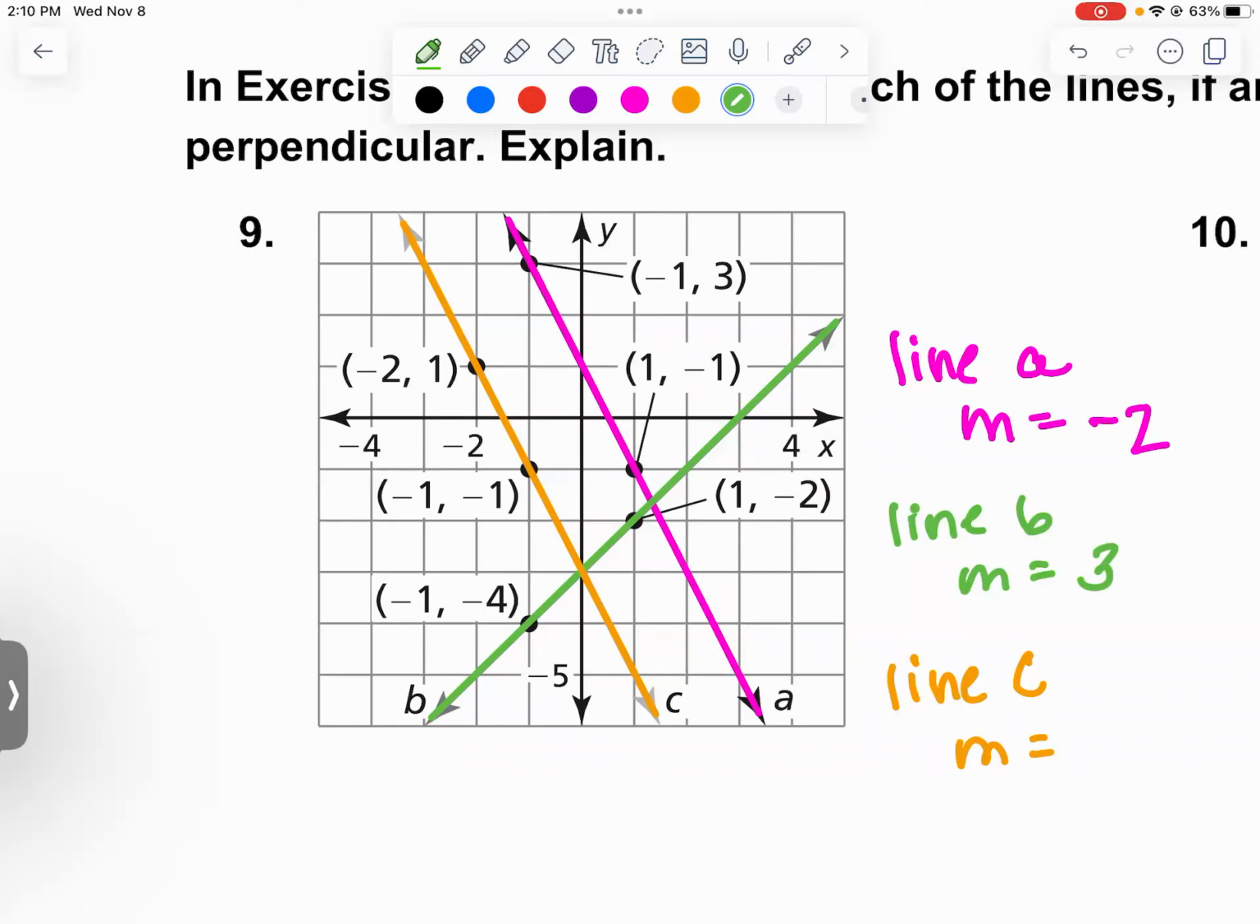For line B? So here's this point right here and this point right here, right? It's 1? Yes. This is a dumb example. Okay, line C. Noah, what's our slope?